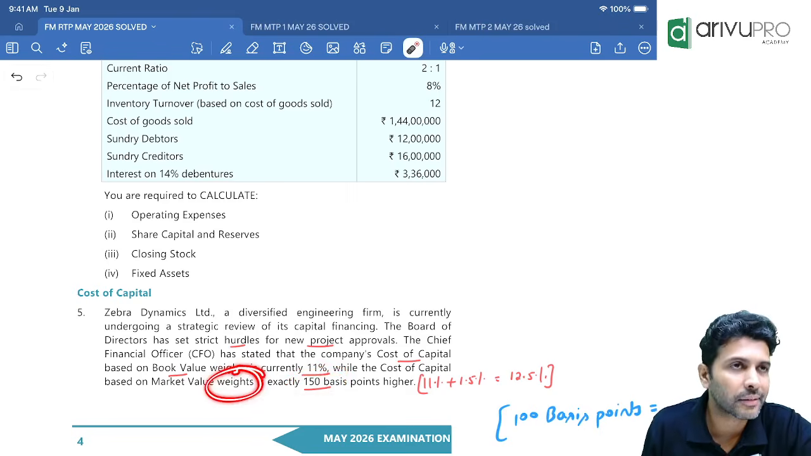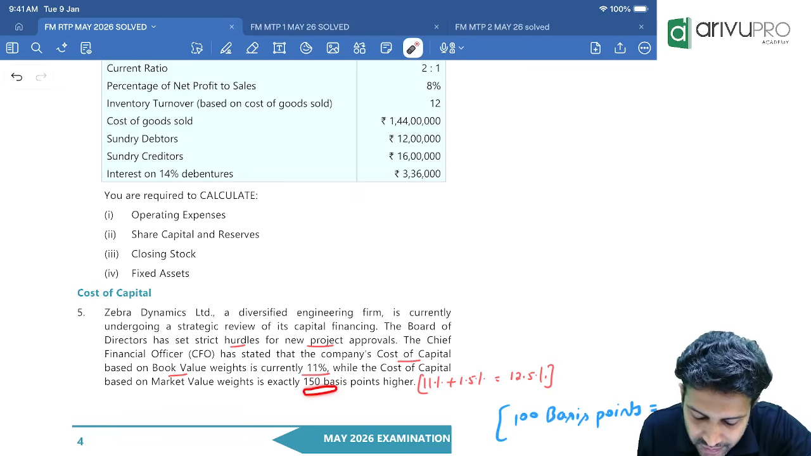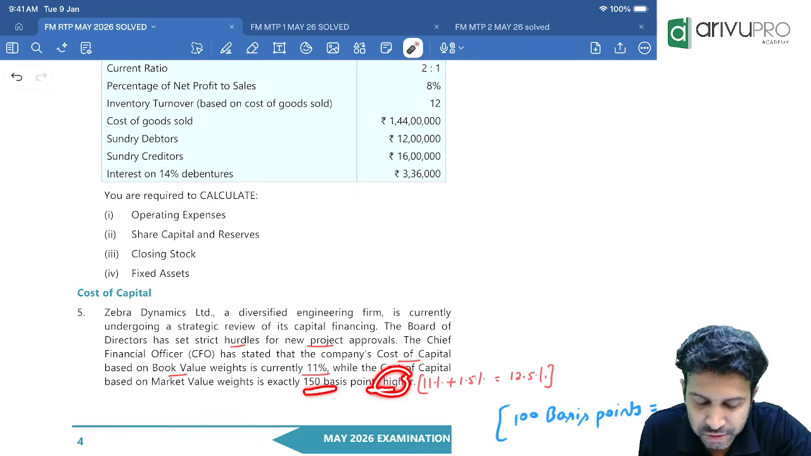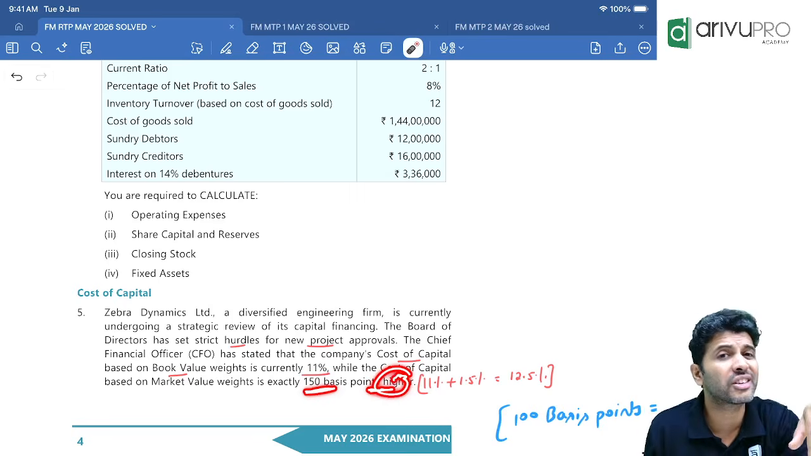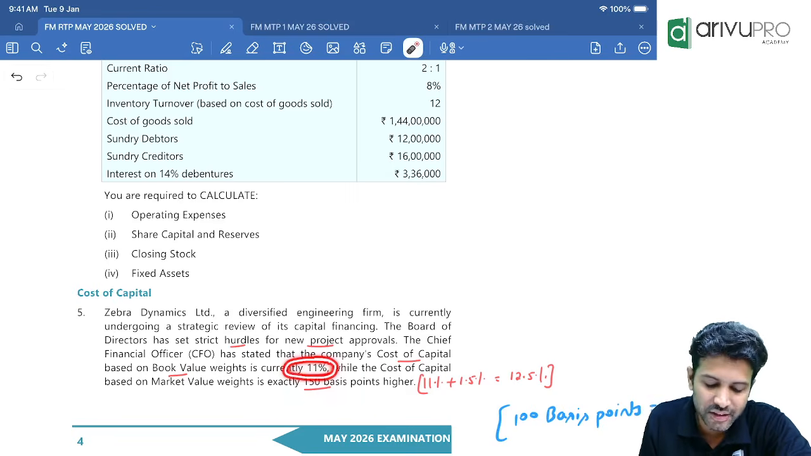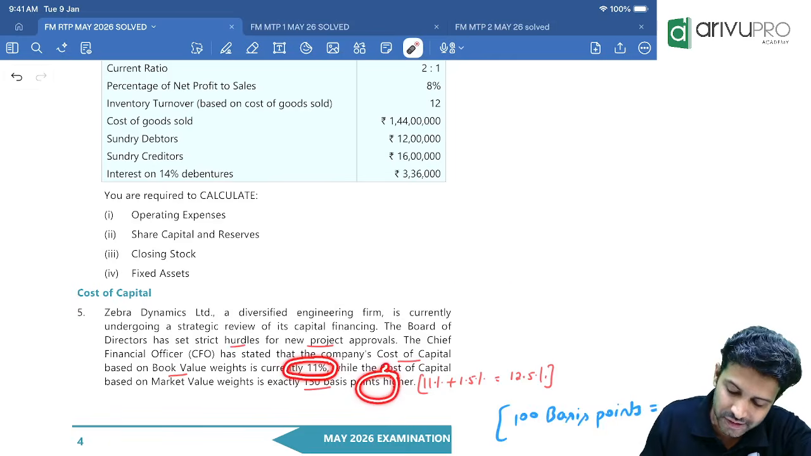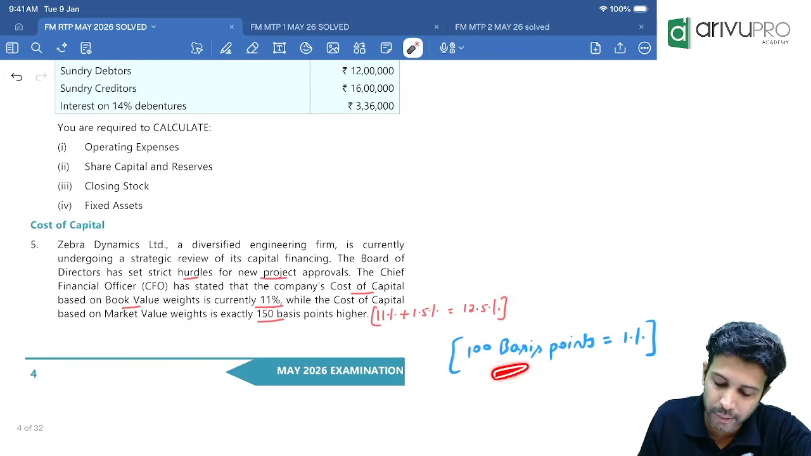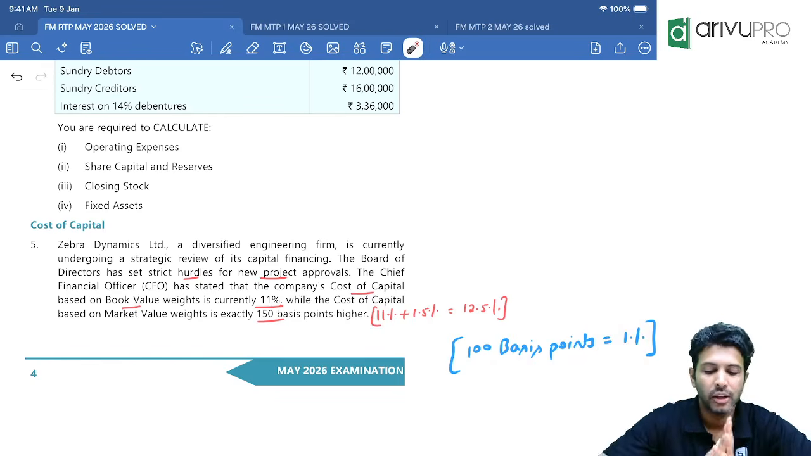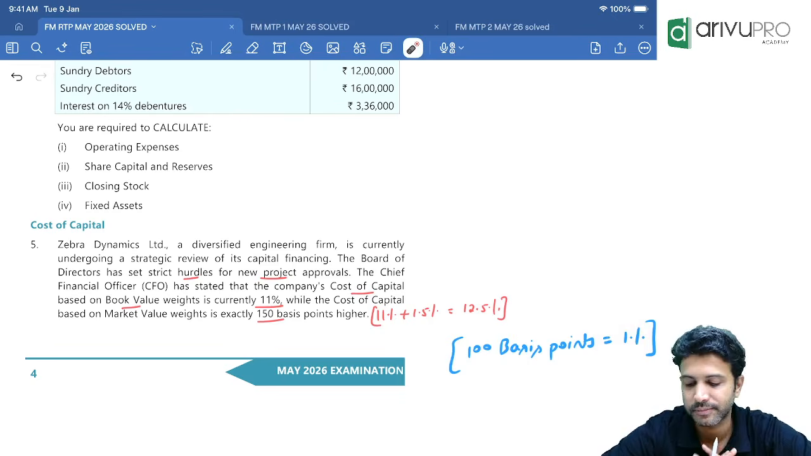So based on market value, KO is 1.5% higher or lower. What did they give? It is exactly 150 basis points higher. That means what is KO based on market value? If KO based on book value is 11, then KO based on market value will be 1.5% more. How much is that? 12.5. 100 basis points is 1%. So KO based on book value and based on market value is given.